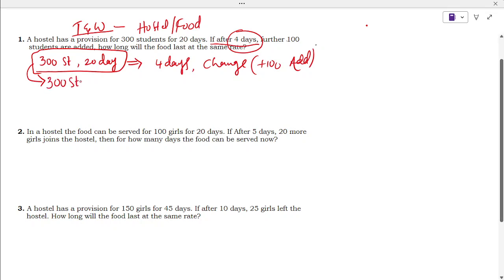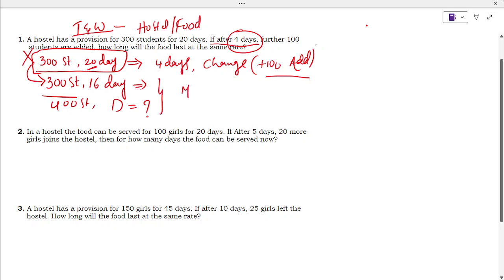After 4 days, initially there are 300 students only. So initially it was provided for 20 days. Now after completion of 4 days, the food will be served for 16 days. This is the old condition. You should not consider the first condition now because 4 days are completed. Now the change is happening in the hostel strength. After adding 100, there will be 400 students in total. For how many days will the food be served?